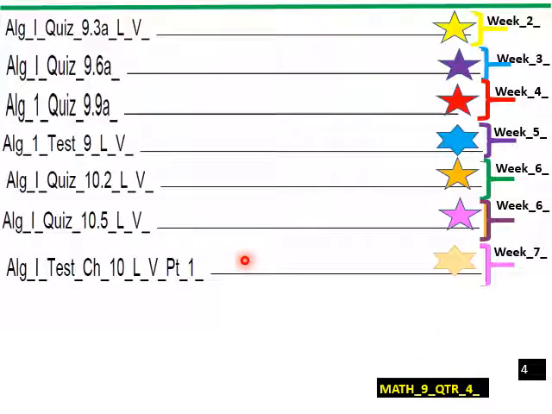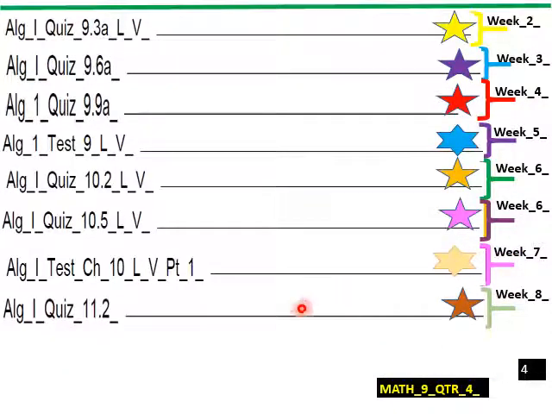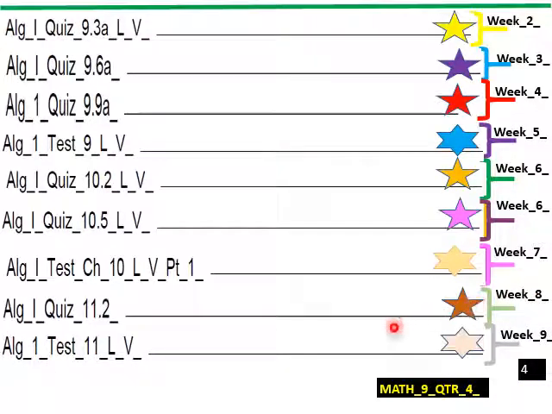And then week 7, we have a test for chapter 10. So we have a chapter 10 test in week 7. And then week 8, we have a quiz after 11.2. After we go through lesson 11.2 classwork and homework, we have a quiz in week 8. And then week 9, we have a test for chapter 11.